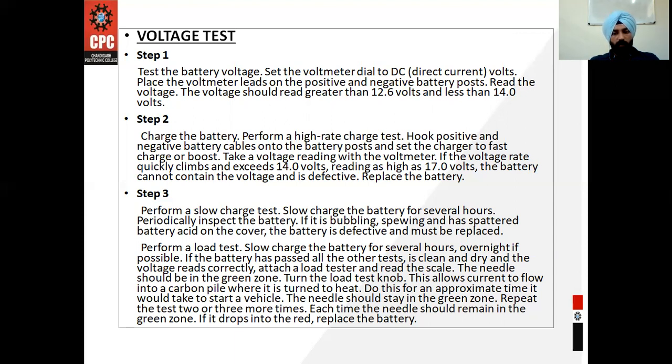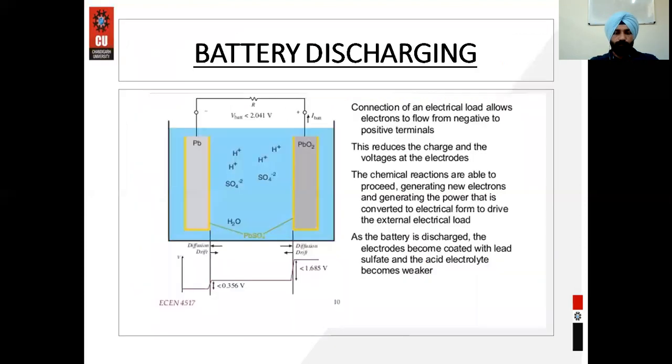This allows current to flow into the carbon pile, where it is turned to heat. Hold for approximately the time it would take to start a vehicle. The needle should stay in the green zone. Repeat the test two or three more times. Each time the needle should remain in the green zone. If it drops into the red, replace the battery.